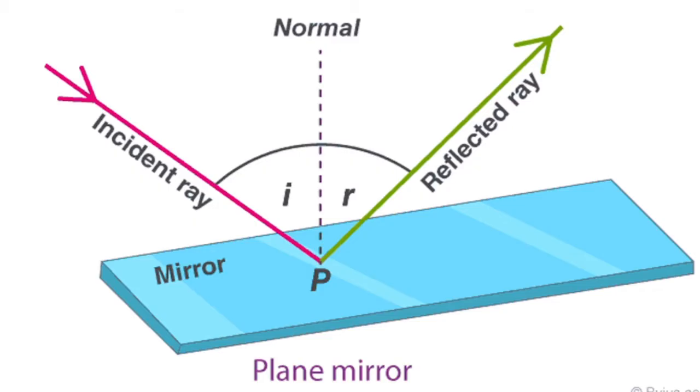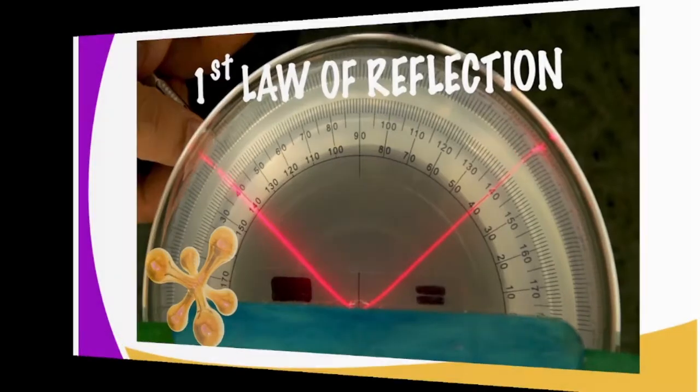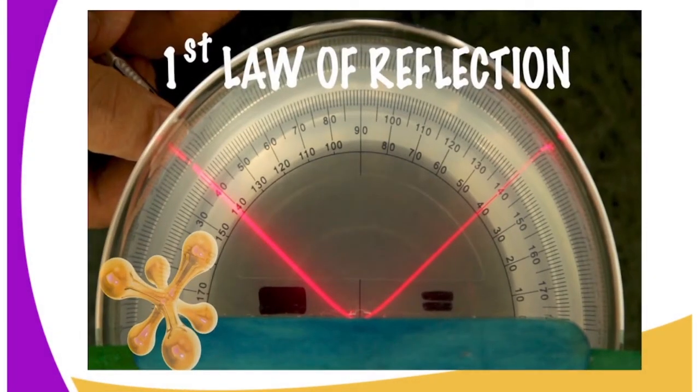We have the angle of incidence and we have the angle of reflection. The angle of incidence is the angle between the incident ray and the normal. And the angle of reflection is the angle between the normal and the reflected ray. And we have the laws of reflection, whereby the angle of incidence equals the angle of reflection.